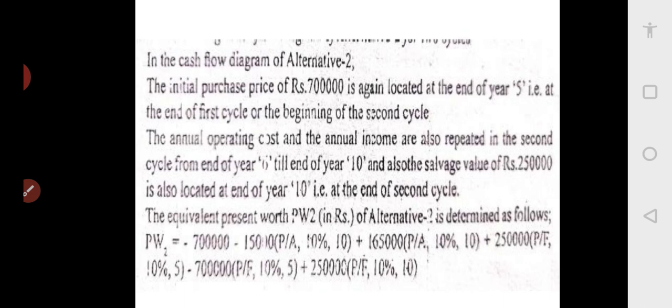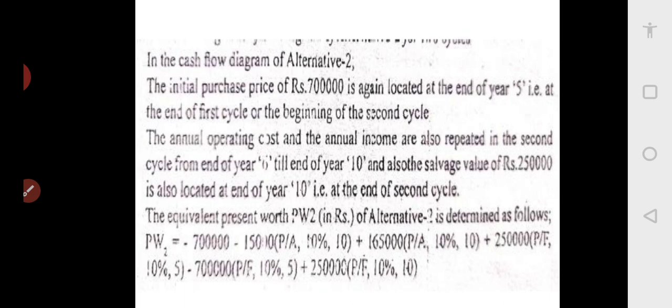Because we have considered the operating cost of 15,000 rupees and the revenue of 1,65,000 rupees for all the 10 years, I have written here N as 10, 10, 10. Whereas the first equipment I am going to sell after 5 years, that is why we have written it as 5 years only. Okay, first time.